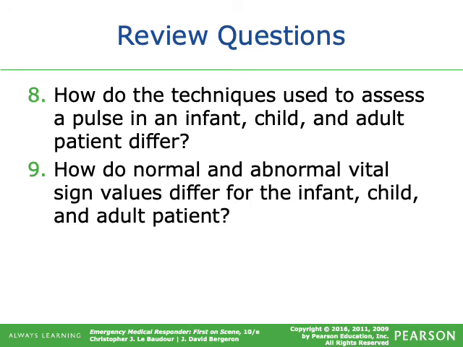All right, how do normal and abnormal vital sign values differ for the infant, the child, and the adult patient? They just change as the patient's anatomy changes. The vital signs are different. If you refer to your charts in your book, generally younger individuals have higher respiratory rates and higher pulses than adult patients. I'm not going to list every way that they're different right here because you have the charts in your book and you need to be able to look over that and you need to pay a lot of attention to these charts.